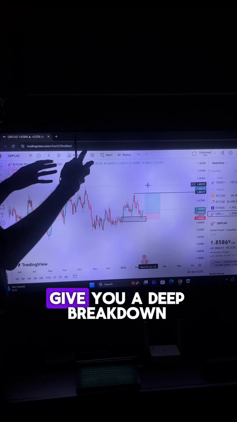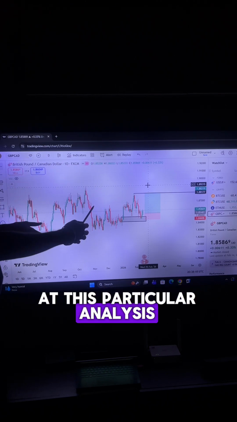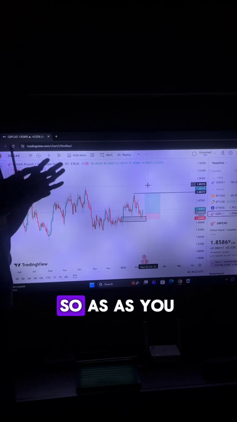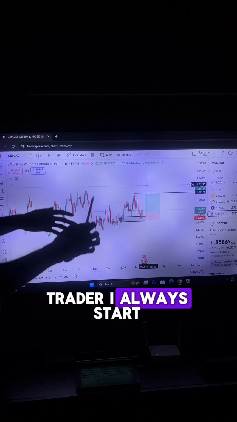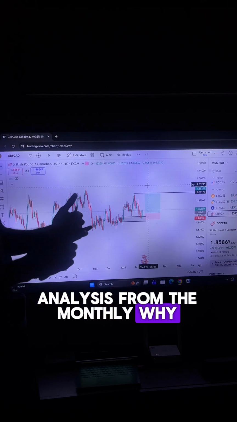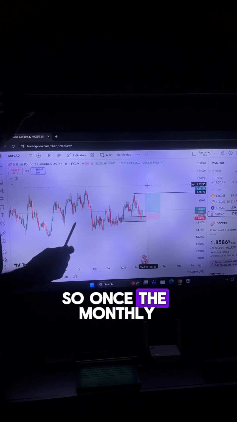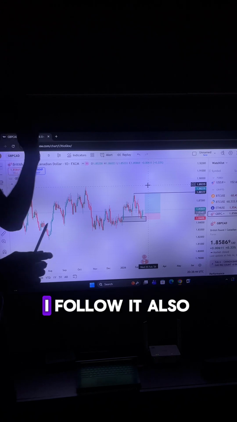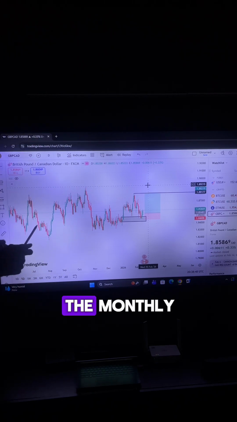But I want to give you a deep breakdown on how I arrived at this particular analysis. As you all know, I am a swing trader. I always start my analysis from the monthly. Why? The higher time frames dictate what happens on the lower time frames. So once the monthly is bullish, I follow the monthly. Once the monthly is bearish, I follow it also. So let's start from the monthly.